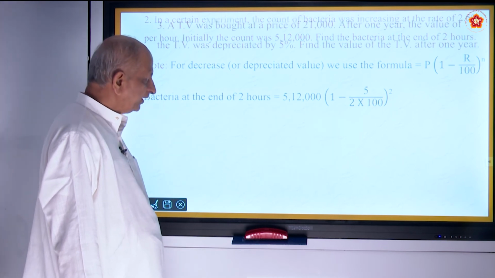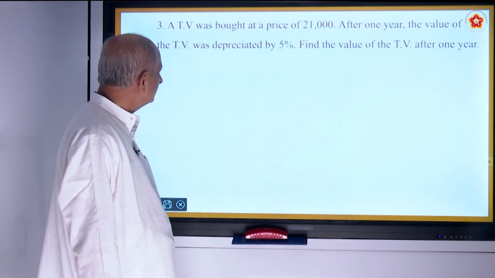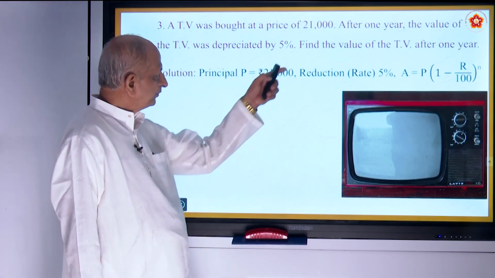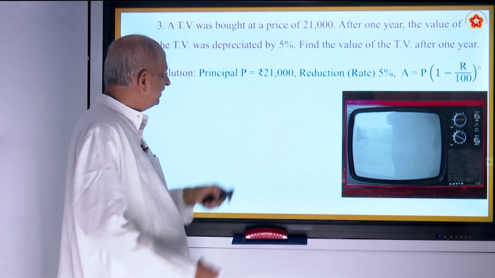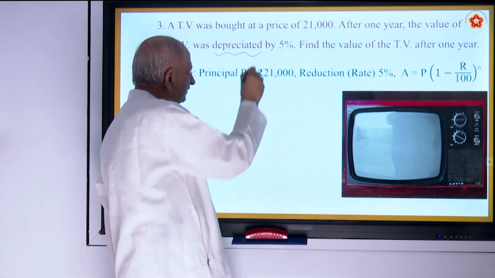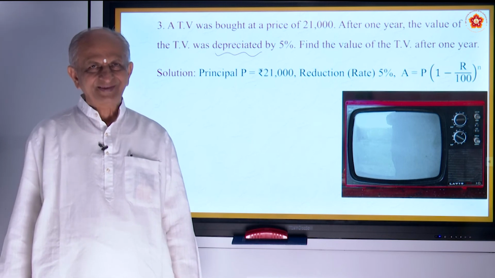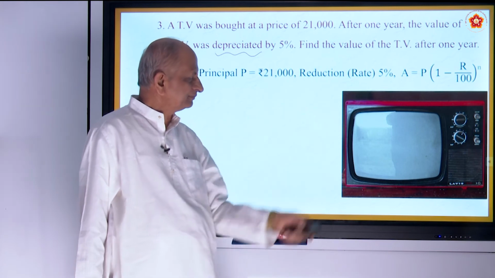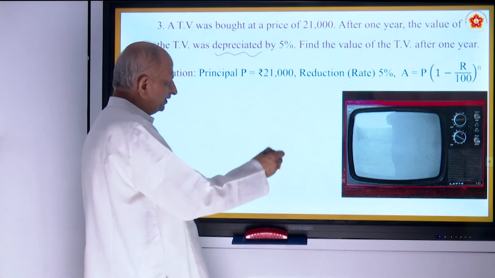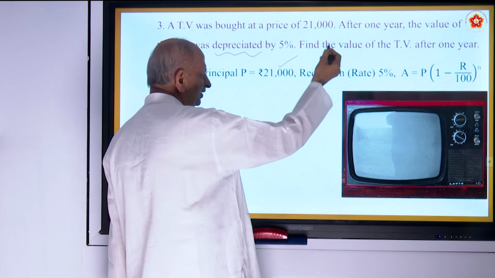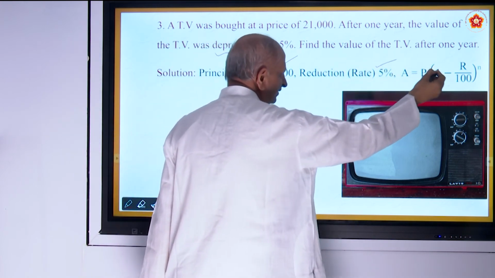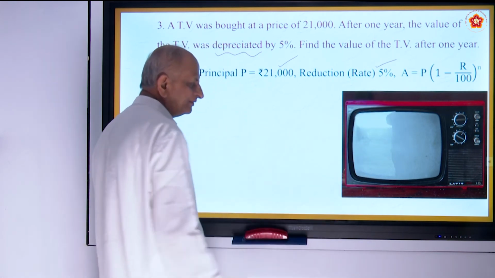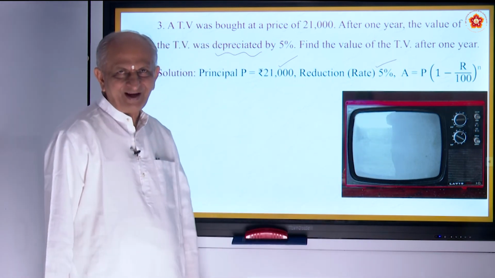Okay. Now we will take one for depreciation. A TV was bought at the price of 21,000. After 1 year, the value of the TV was depreciated. Means what? Came down by 5%. Find the value of the TV after 1 year. So when you say depreciation, principal is 21,000, reduction is 5%, depreciation minus. So this is one model, of course a little old model of TV.